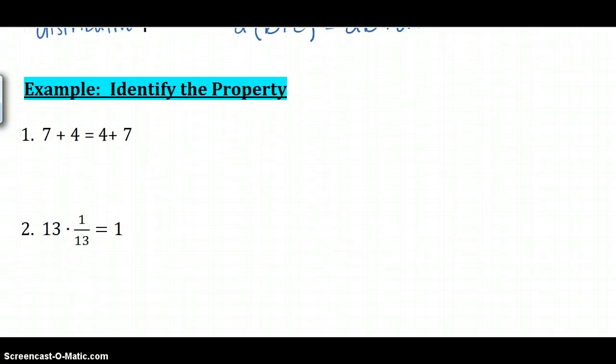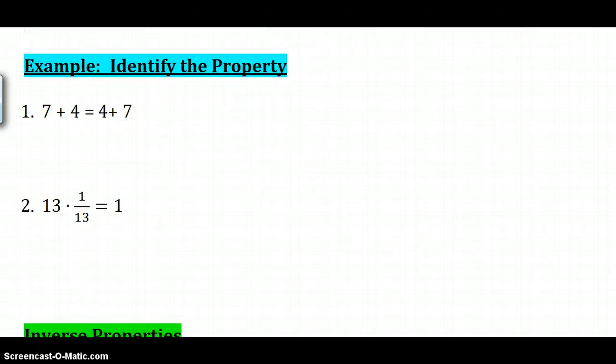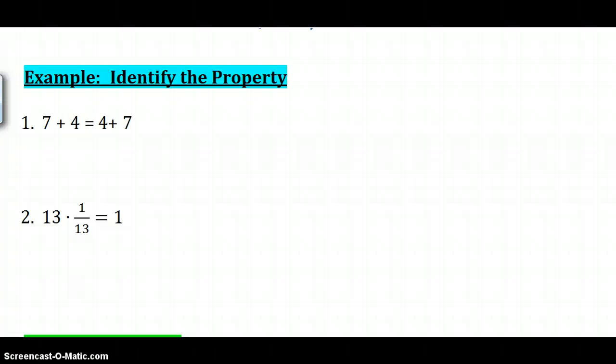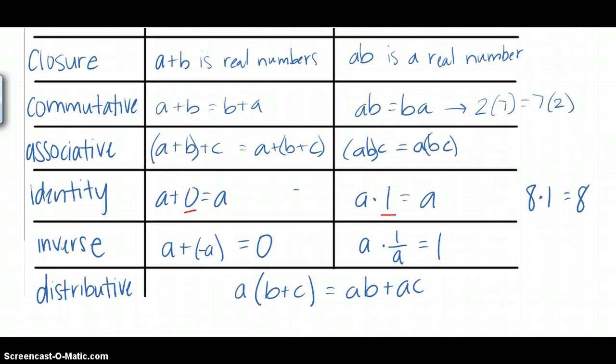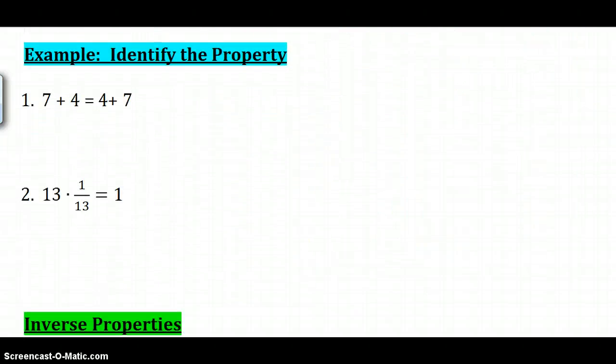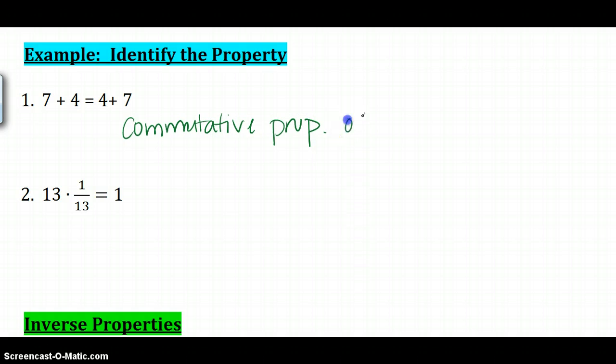So let's identify some properties. The first one, we have 7 plus 4 equals 4 plus 7. We want to know what property says that you can flip the numbers around in addition. If you look back in your chart, you should see that it's the commutative property. You can flip the numbers around. It doesn't matter what order you have them in, it still comes out to the same answer. So your property is the commutative property of addition, because we're talking about addition.